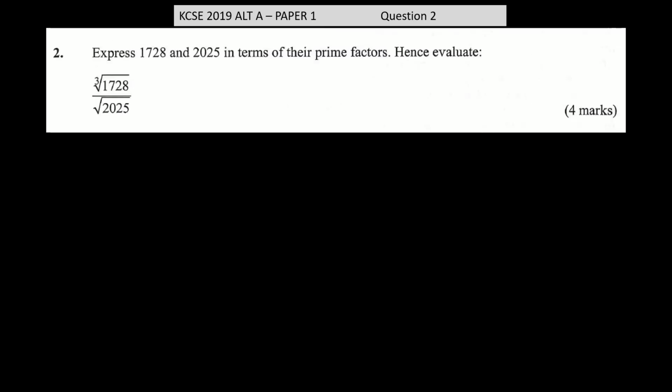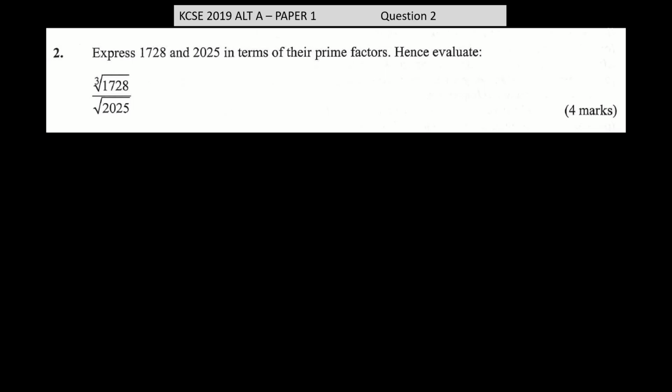This is question 2 of the KCSE 2019 Alternative A, Paper 1. The question states, express 1,728 and 2,025 in terms of their prime factors. Hence, evaluate the cube root of 1,728 divided by the square root of 2025. And the question carries 4 marks.